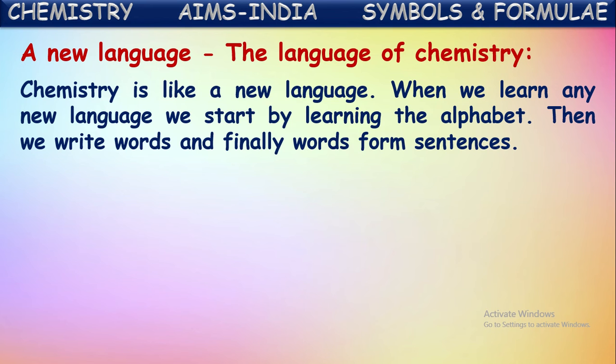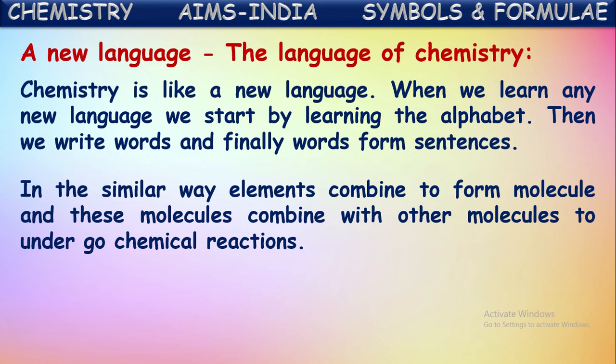Then we write words by using these alphabets, isn't it? We compose two, three letters and start writing words by using those alphabets. Then finally, words form sentences. Two, three words we club together and we write sentences. In this way, we start learning a new language with alphabets, then words, and finally sentences by using words.